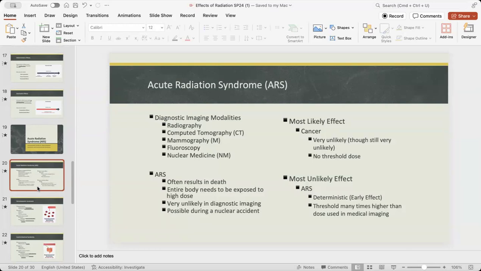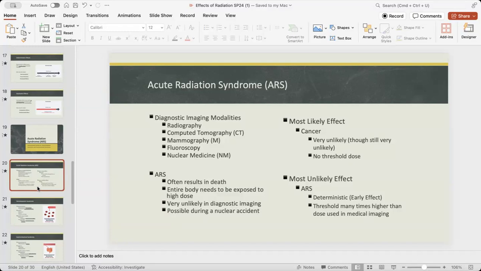Acute radiation syndrome will often result in death. The entire body has to be exposed at a high dose for this to occur. It's very unlikely with diagnostic imaging, and you will see this more with nuclear accidents, those types of accidents where people are exposed to a large amount of a specific type of radiation at one time. So what most likely can happen from having any type of exposure? Number one, cancer.